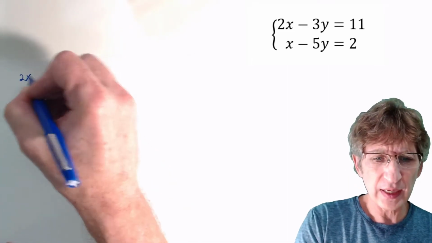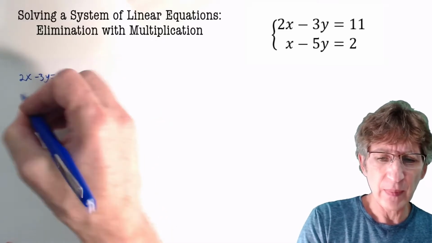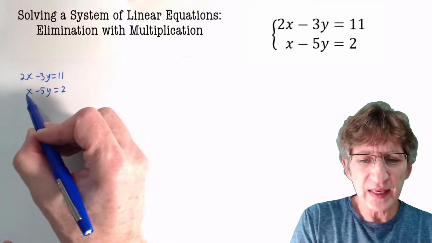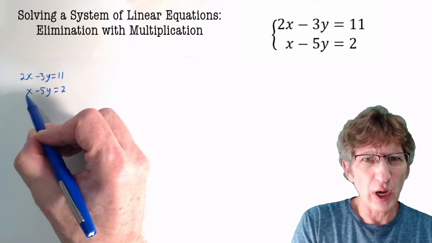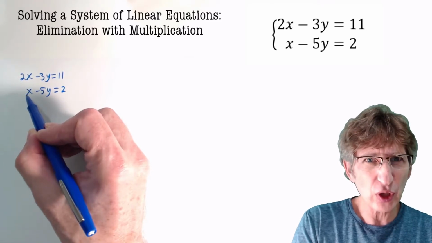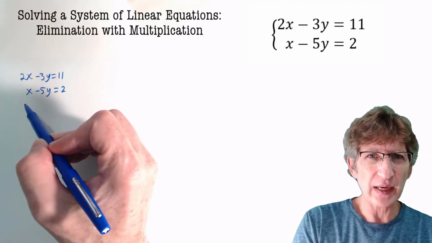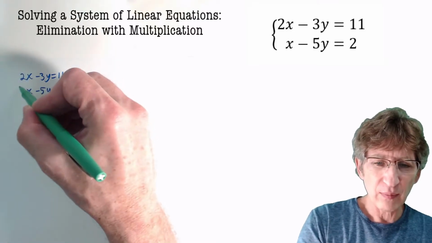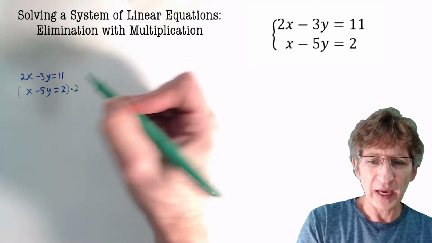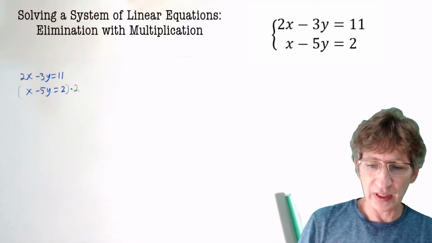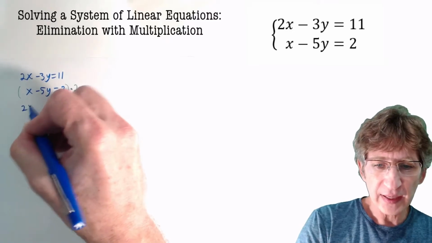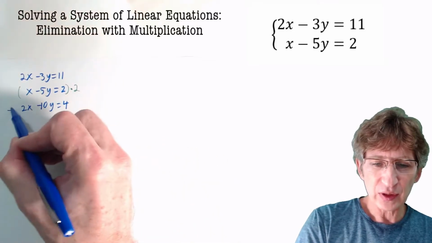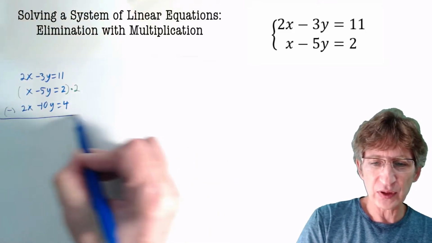All right, 2x minus 3y equals 11. X minus 5y equals 2. Now, if this x had a coefficient of 2, then I could do 2x minus 2x. So maybe I can do something and get a 2 here. If I multiply this whole equation by 2, that will give me 2x minus 10y equals 4. So now I can subtract this equation from that first equation.